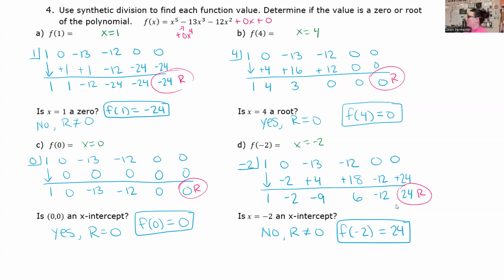So you can use a calculator to check all your answers. That's what you should definitely do on the quiz or on the test. Check your answer. There's no reason you should get it wrong. Any questions over synthetic division? All right, that's all we're doing today.